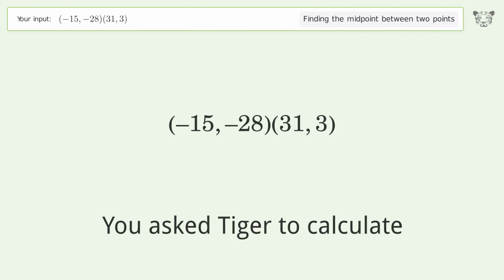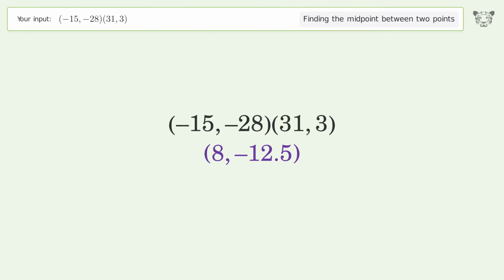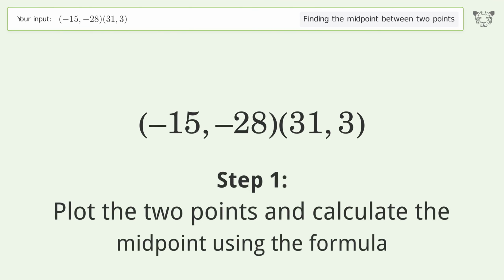You ask Tiger to calculate. This deals with finding the midpoint between 2 points. The midpoint between the 2 points is 8, negative 12.5. Let's solve it step by step. Plot the 2 points and calculate the midpoint using the formula.